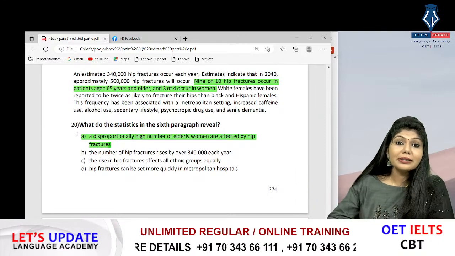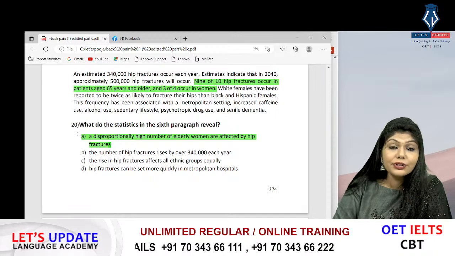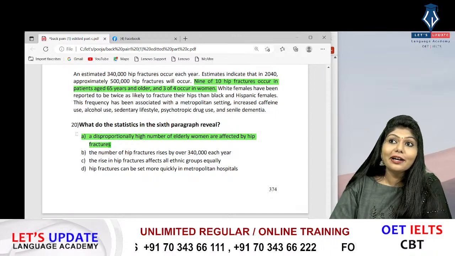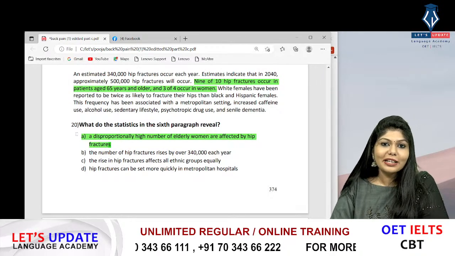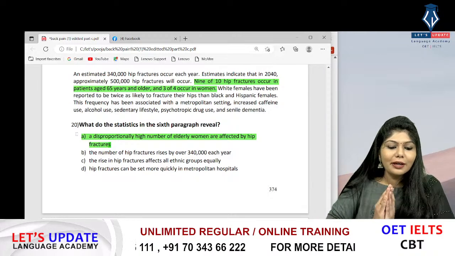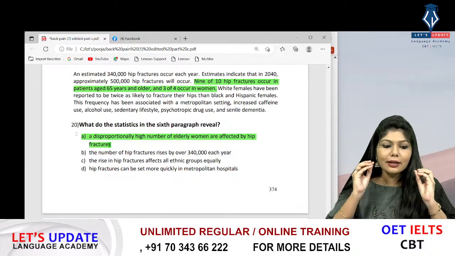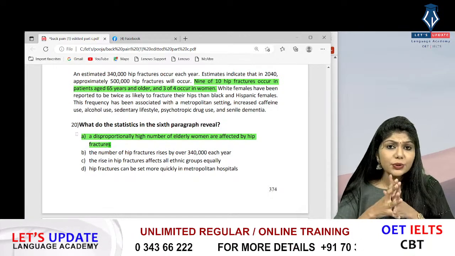What do you mean by rise in number? That means in the first year it's 340,000, so a rise of 340,000 means the following year it should be 680,000. No, it's not like that. It's not a rise or an increase of that much of a number. It's just an average estimation of every year. Okay, and that is why B is not correct.